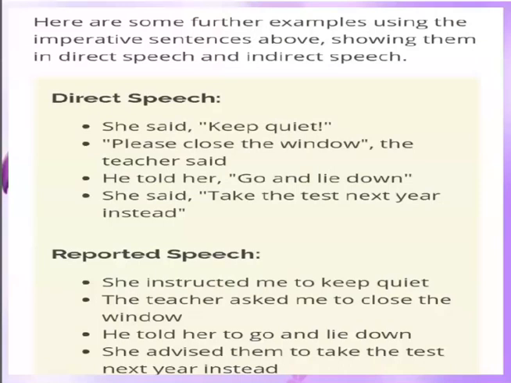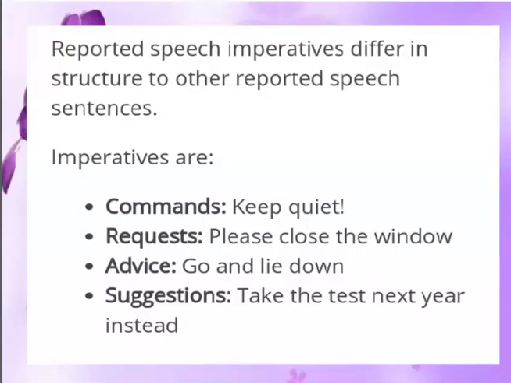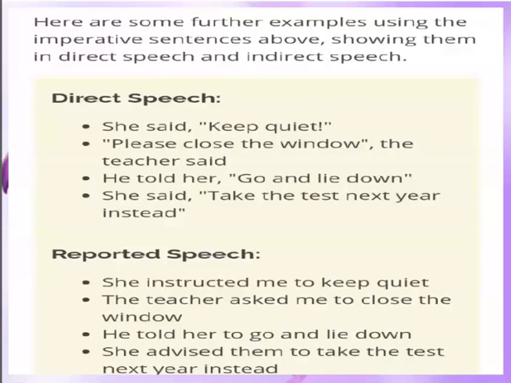Here are some further examples using the imperative sentences above, showing them in direct speech and indirect speech. Those are the sentences we used: keep quiet, please close the window, go and lie down, take the test next year instead. So we're going to be checking those imperatives in direct and indirect speech. The direct speech: she said, keep quiet. Please close the window, the teacher said. He told her, go and lie down. She said, take the test next year instead.